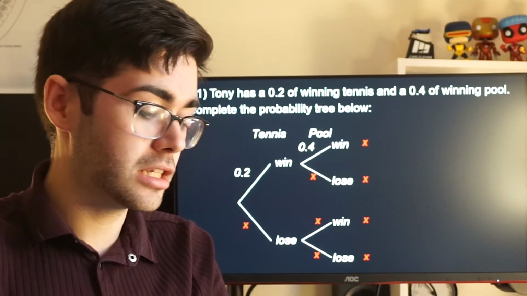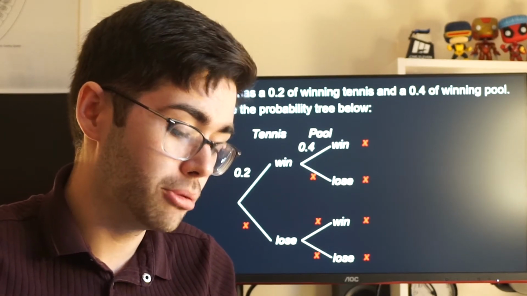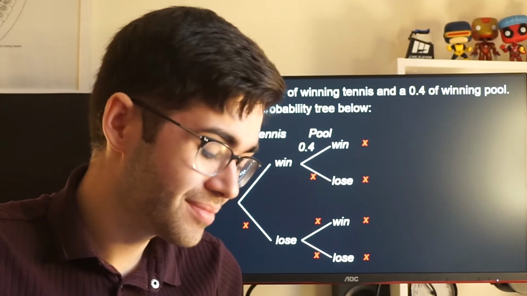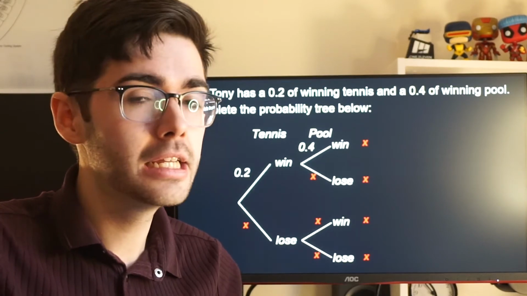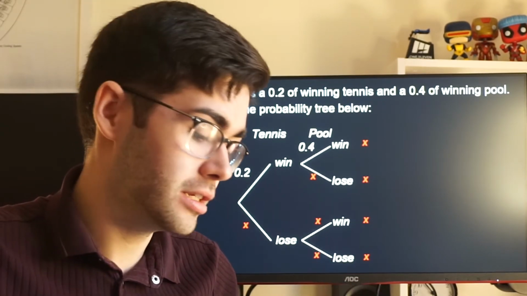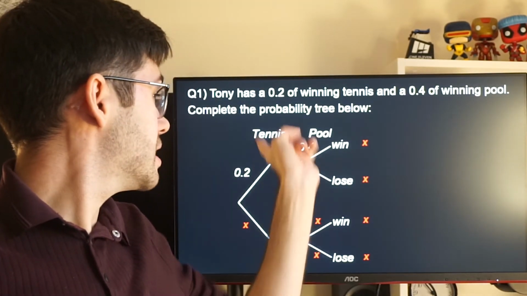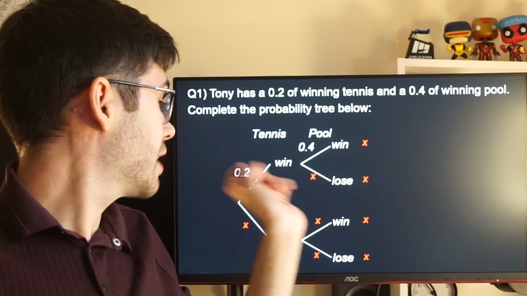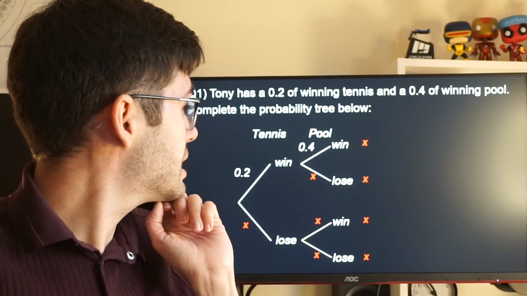Okay, so here it tells us Tony has a 0.2 chance of winning tennis and a 0.4 chance of winning pool. Essentially, he's not great at either of those sports, which is very relatable. This is a question where we have probability shown as decimals. Same idea, just with decimals this time. Complete the probability tree below. So this is his tennis, this is the pool, that's what happens if he wins tennis, those are then the pool games he'd play, that's what happens if he loses. We need to fill in all of these missing numbers.